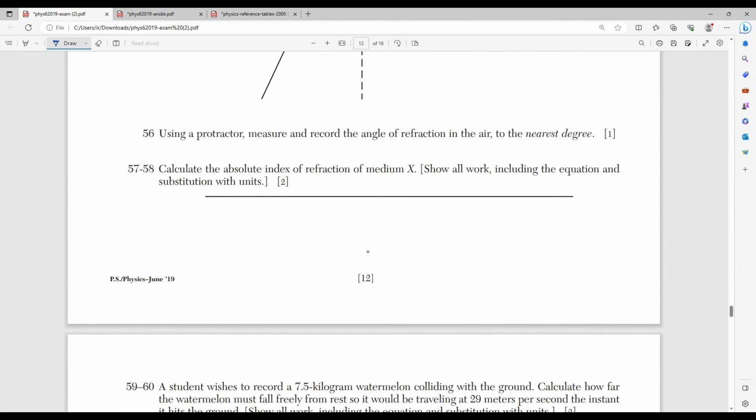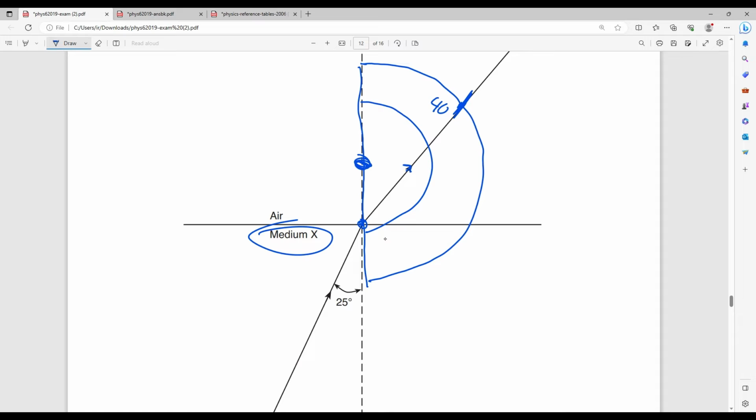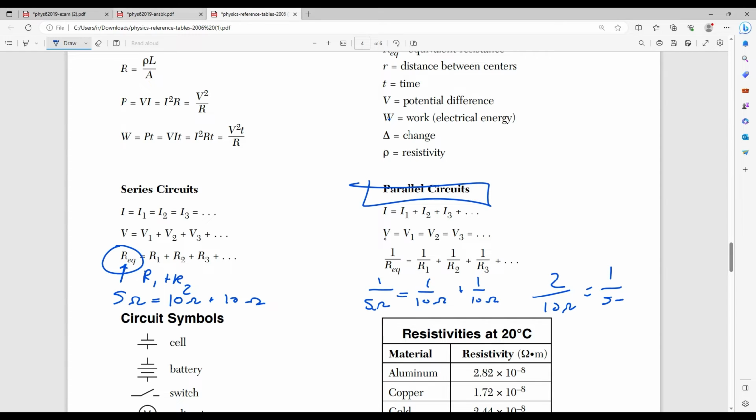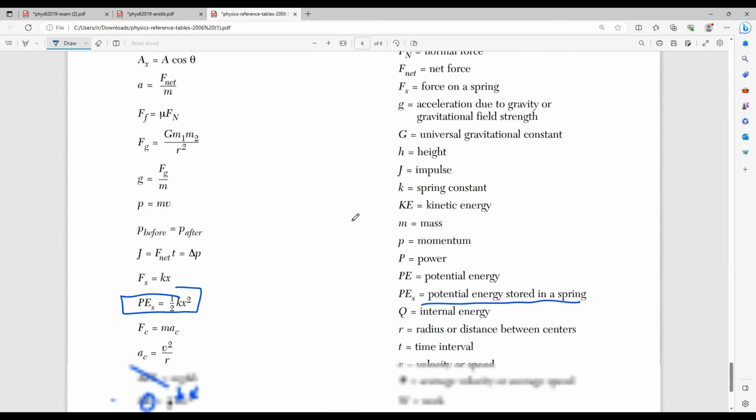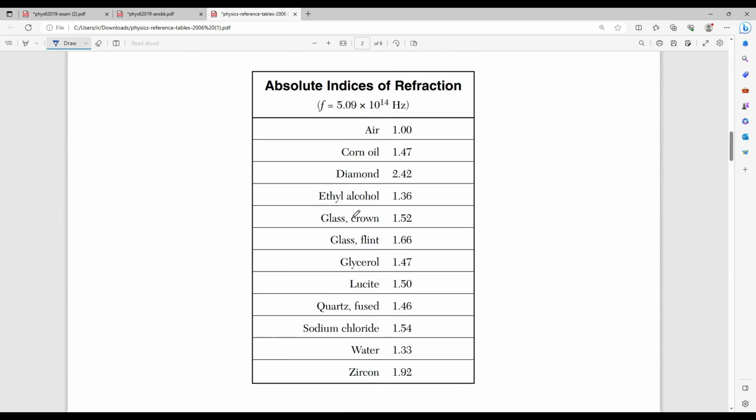You can go ahead and solve 57 to 58. It says calculate, which means that we have to include the equation and substitution with units. It says calculate the absolute index of refraction for medium X, right? So what's given here? We know with air, if we go into our reference table, the index of refraction is obviously 1.